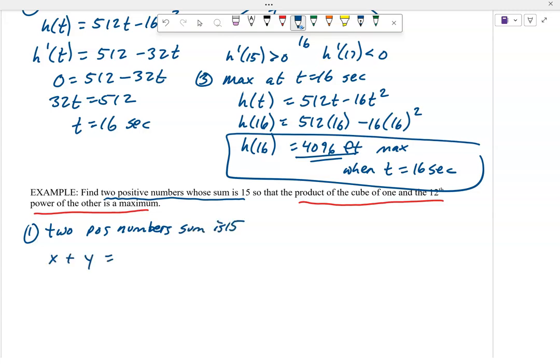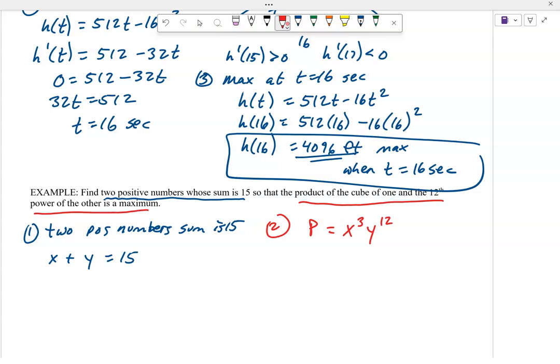So their sum is 15. Secondly, it says their product, let's just call it P, the product of the cube of the first number and the 12th power of the second number. So their product is a maximum. So we're trying to maximize that function right there in red. I'm trying to find the maximum for that.